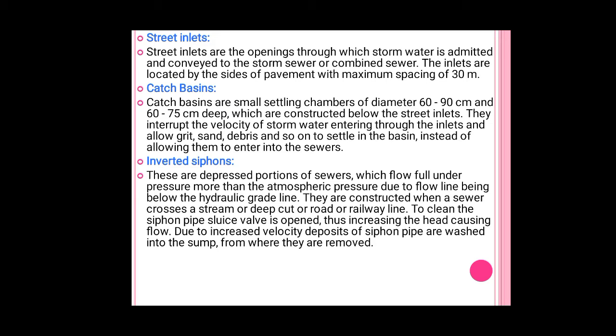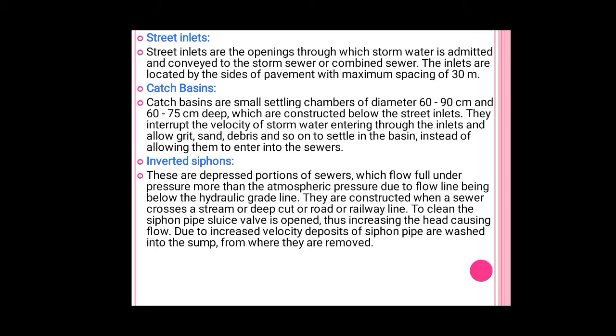Means these catch basins generally have a diameter of 60 to 90 centimeters and up to 75 centimeters in depth. These are constructed below the street inlet because they interrupt the velocity of the stormwater entering through that inlet, and the materials or solids present in that water, like sand and grit, are settled in the basin, so that these catch basins are used.